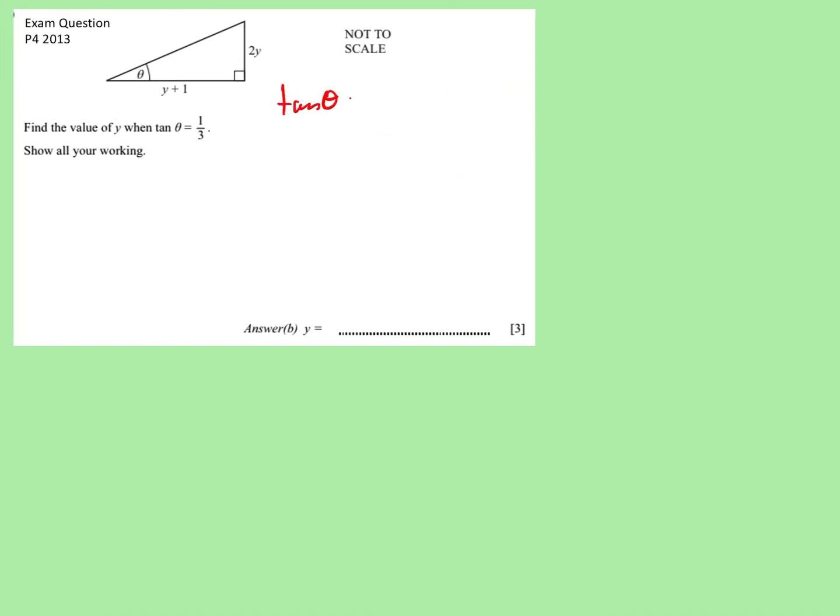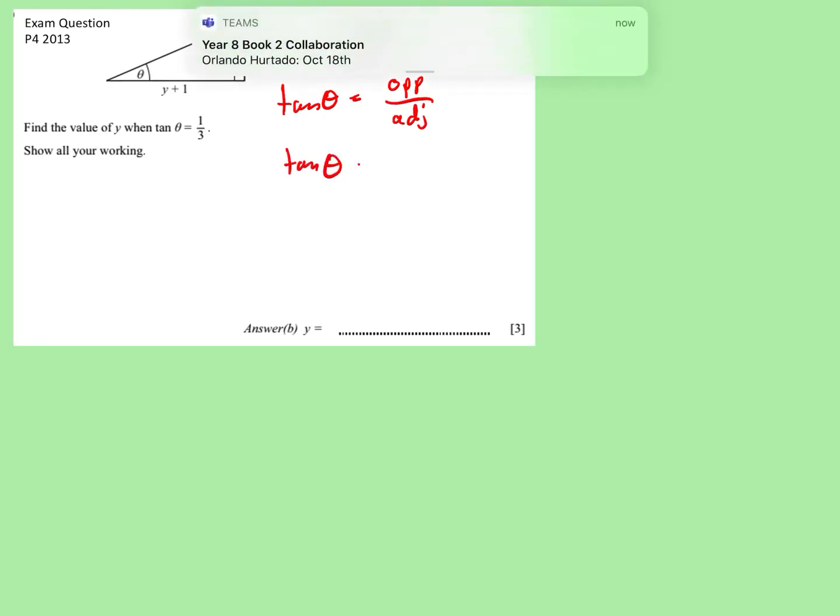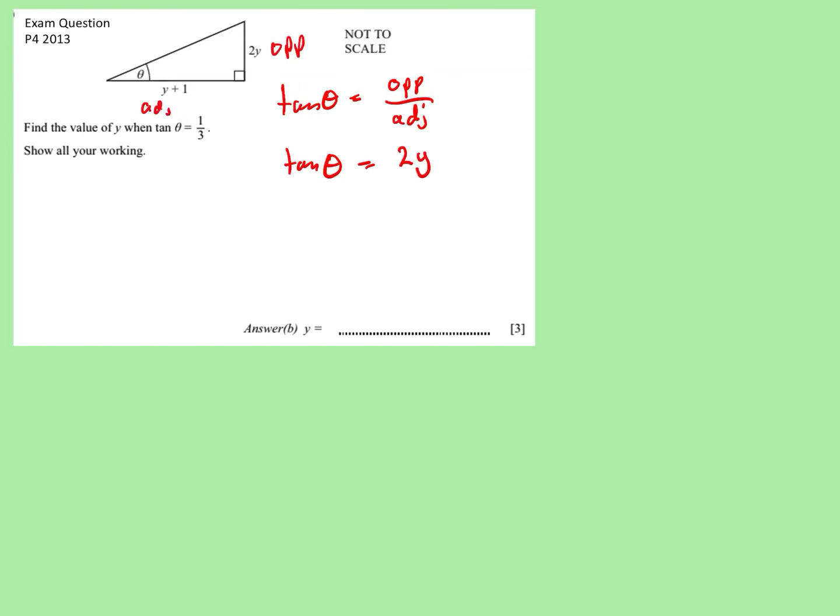Well, what does tan of your angle equal? It equals the opposite over the adjacent. So the tan of your angle is equal to your opposite 2y, this one's the opposite, this one's the adjacent, 2y over y plus 1. And what we're saying is tan theta is equal to a third. So that must mean a third equals 2y over y plus 1. Okay? So now we've got an algebraic fraction to solve. It should be pretty easy.